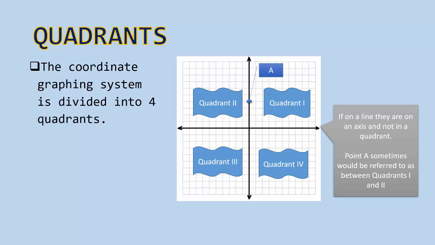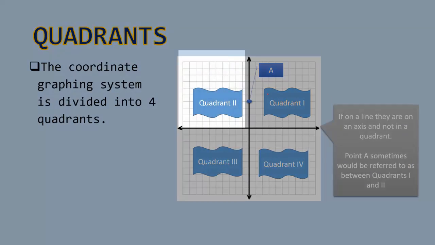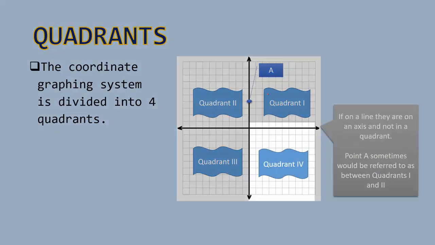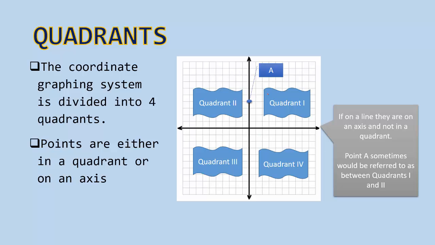The coordinate graphing system is divided into 4 quadrants. In the upper right, you will see quadrant 1. As we move counterclockwise, we have quadrant 2, quadrant 3, and quadrant 4. If a point lies on a line or on an axis, such as A, then that point A would be referred to as between quadrants 1 and 2, versus if the point was not on an axis, it would definitely be considered in one of the 4 quadrants. They're either on or off the axis.